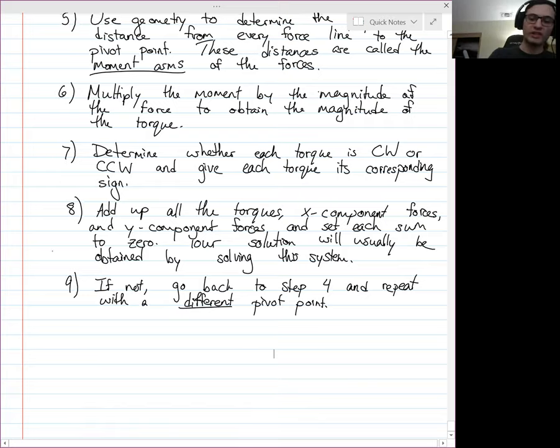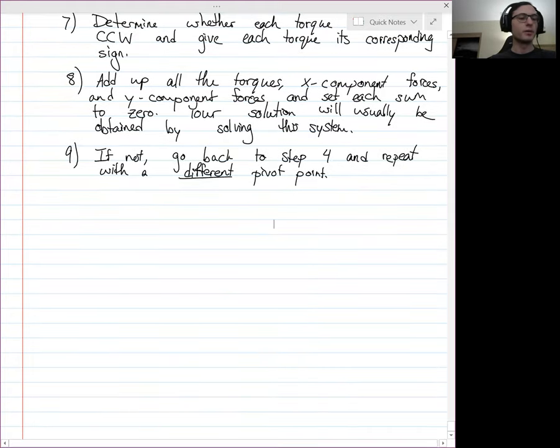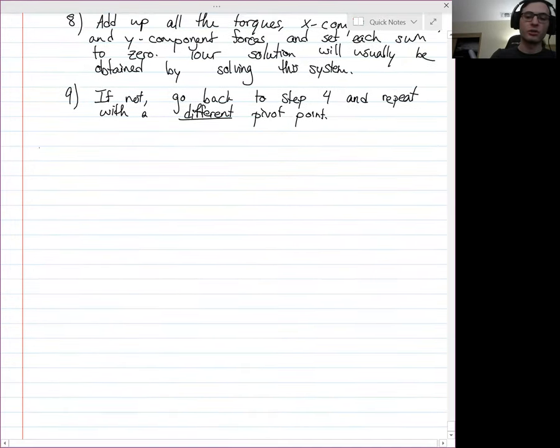Just as a quick aside, sometimes if you choose a very good pivot point, you can get away with not worrying about the force sums, i.e. the net force, because all of the things you're interested in would show up just in your torque equation alone. Your torque equation only has one variable in it, for example. So I'm going to show you an example solving it in two different ways with two different pivot points, and I'll show you why one's a good choice and one's a bad choice.